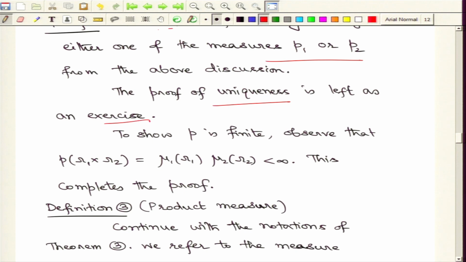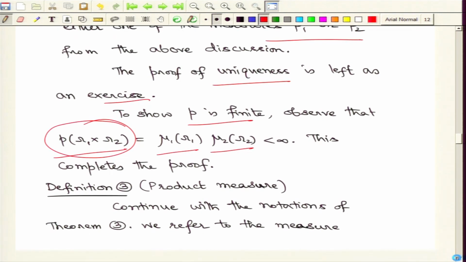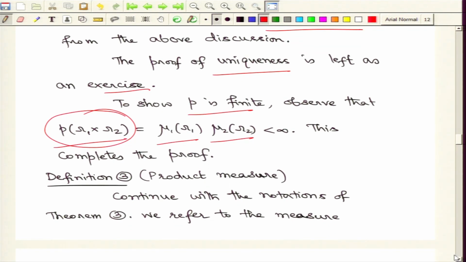But now, we want to further justify that the function P must be finite. To do that, you look at P of omega 1 cross omega 2, which is the largest possible set that you can see. As per the properties, it will be mu1 of omega 1 times mu2 of omega 2, both of which are given to be finite, and therefore this P turns out to be a finite measure. This completes the construction, and this is what we are going to refer to as the product measure.